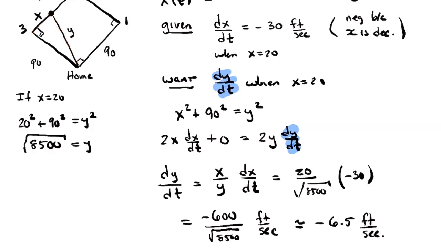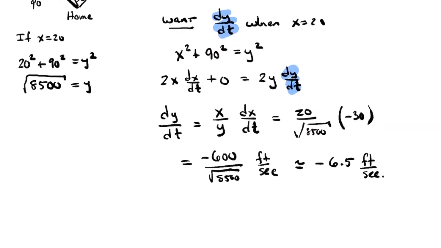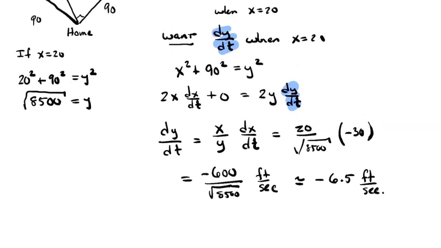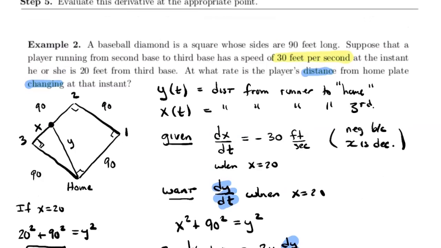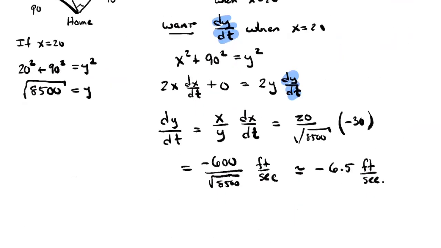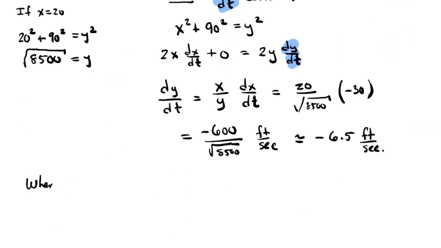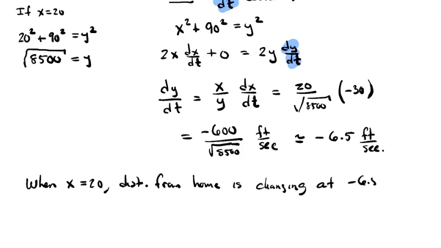All right, so to practice my own good advice about writing a sentence, I should summarize here. I don't want the video to be too long, but let me remind myself of the question: at what rate is the player's distance from home plate changing at this instant? I'm going to answer when x is 20. The distance from home, being brief just to keep the video short, is changing at minus 6.5 feet per second. Or if you prefer, you could say it's decreasing at 6.5 feet per second. It's the same thing. If you include that it's decreasing, you can erase the minus sign.